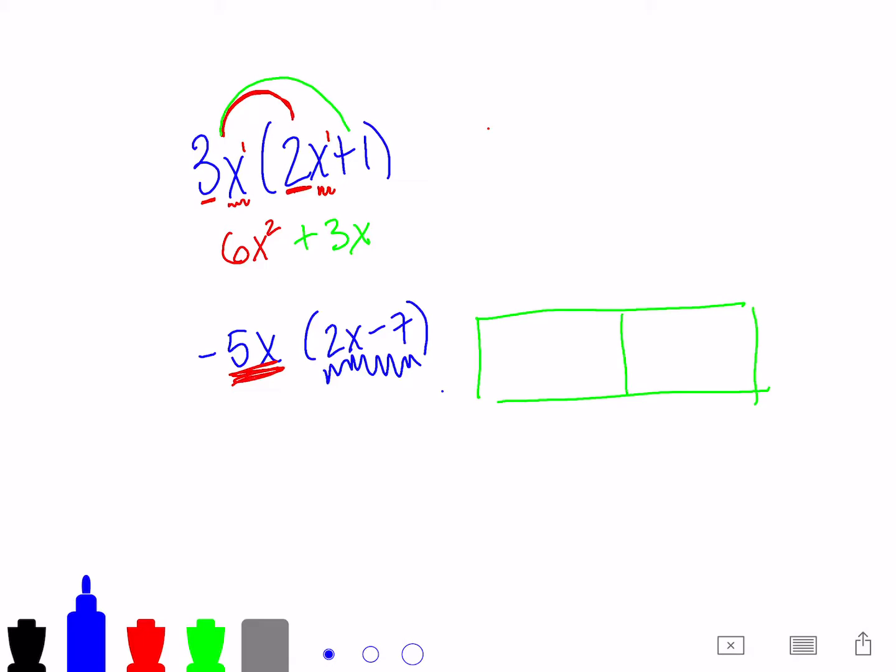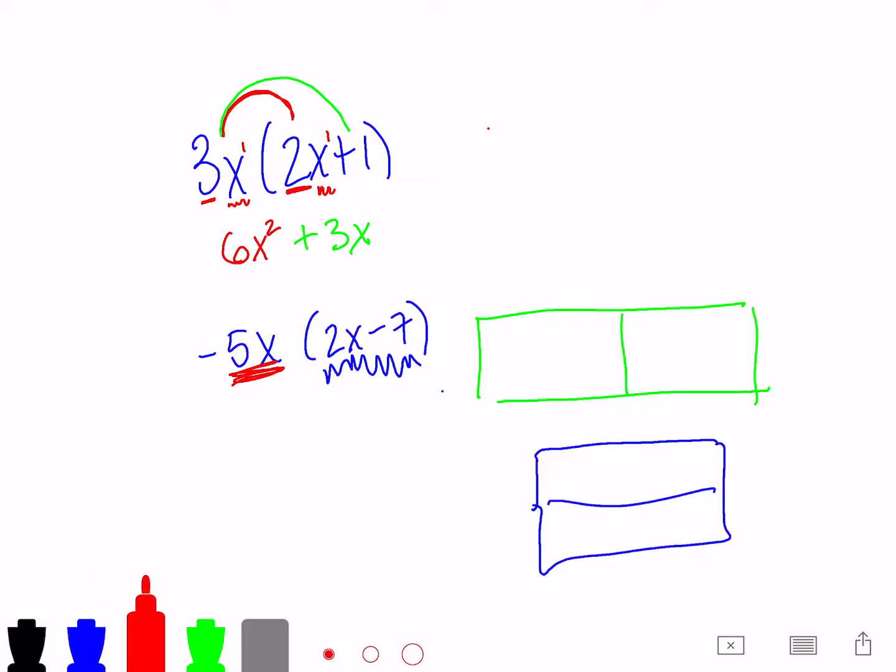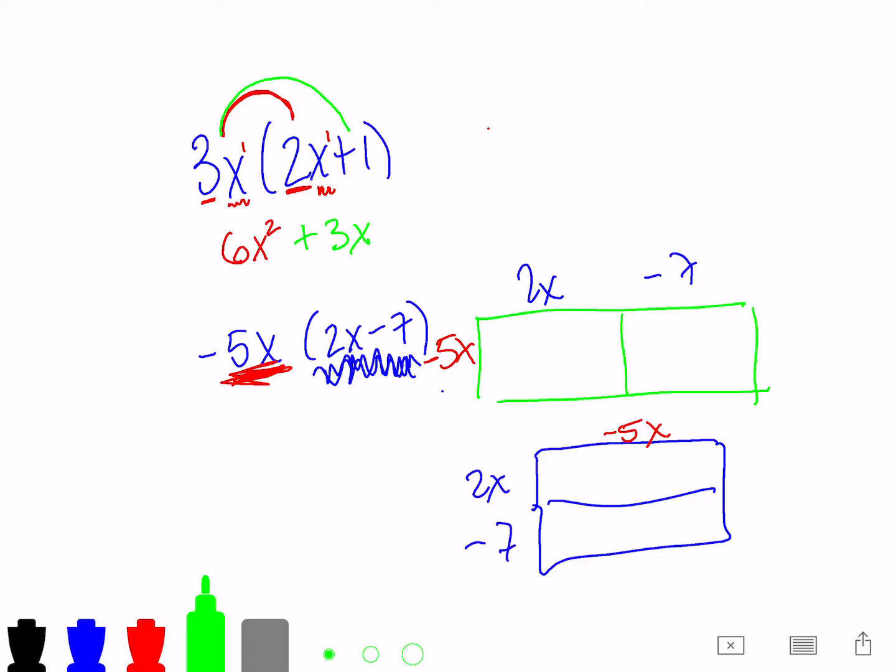So I either need 1 row and 2 columns, or 2 rows and 1 column. Either way is fine. When I go to set it up, I match, so the monomial has to go where there's 1 row or where there's 1 column, and then the binomial has to go where there's 2 columns or 2 rows. And then it's like a multiplication chart, so we multiply these 2 together, and again you multiply the coefficients, so that would give us negative 10, and then x times x, remember you add the exponents, so that gives us x squared.